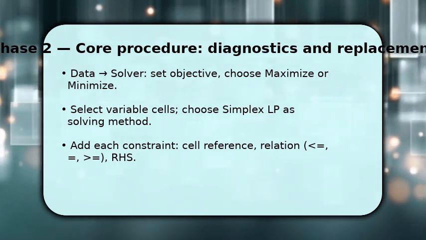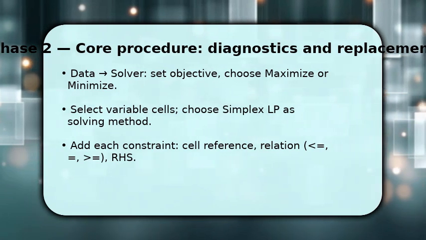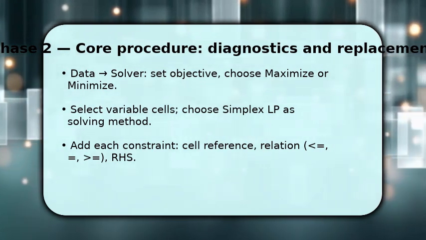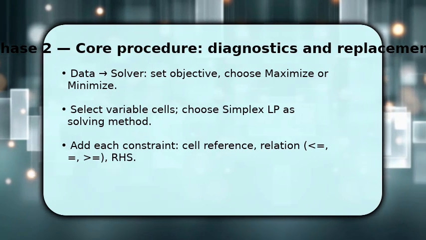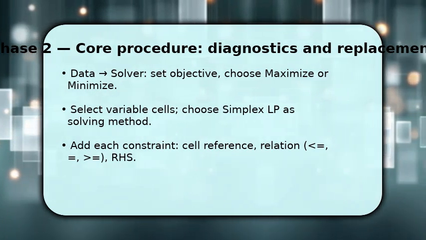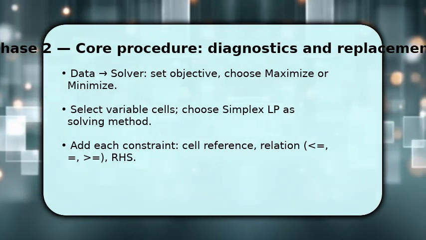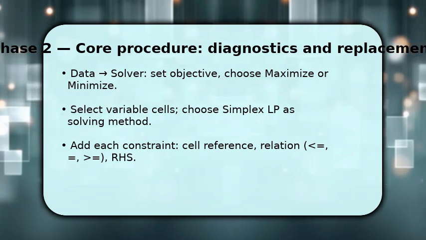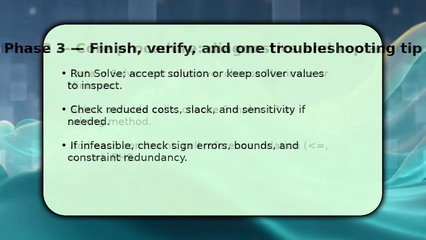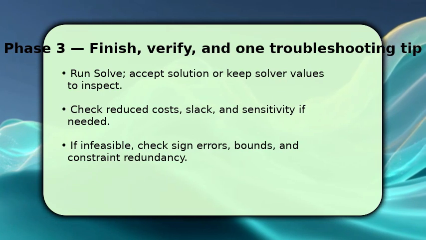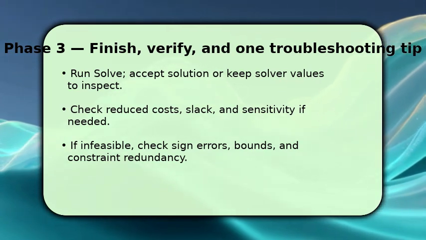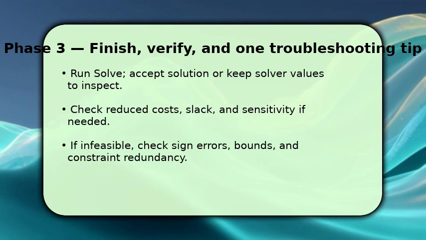Add constraints one by one, selecting the left-hand formula cell, the relation sign, and the RHS value or cell. Once you've defined all constraints, review them carefully, because missing or reverse signs cause infeasible results. Press Solve and let Excel run the simplex LP. When it finishes, choose to keep Solver's solution so you can inspect numbers.